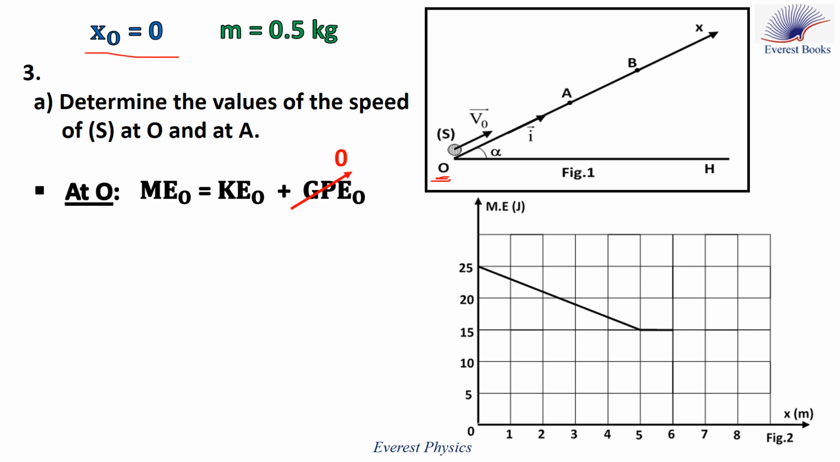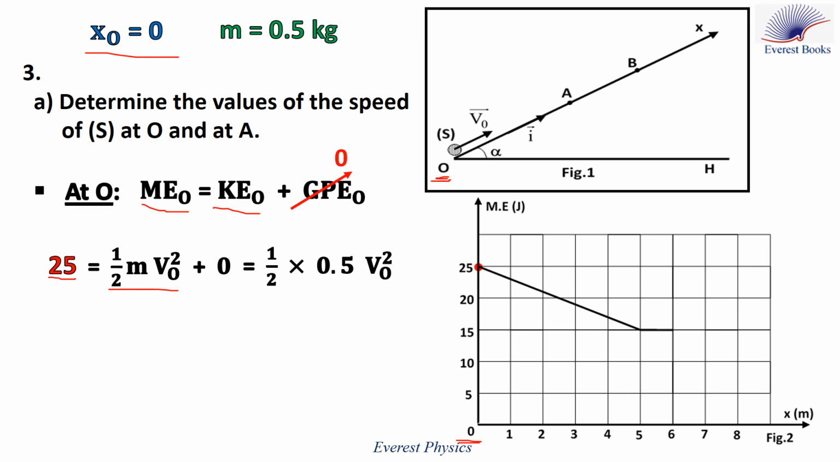Now look at the graph. When the abscissa is 0, the mechanical energy is 25 joules. Then replace the mechanical energy at point O by 25 joules. Now replace the kinetic energy at point O by 1 half m vO squared. Replace m by 0.5 kilograms. Then the speed at point O is 10 meters per second.